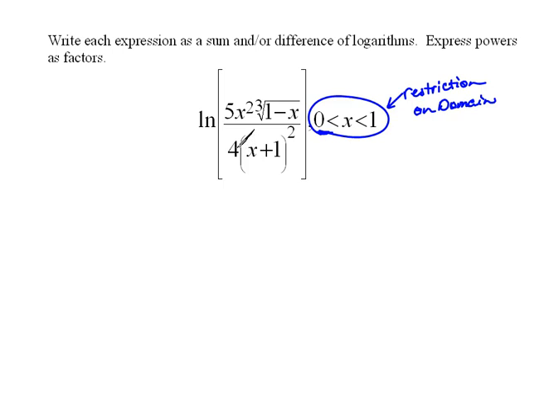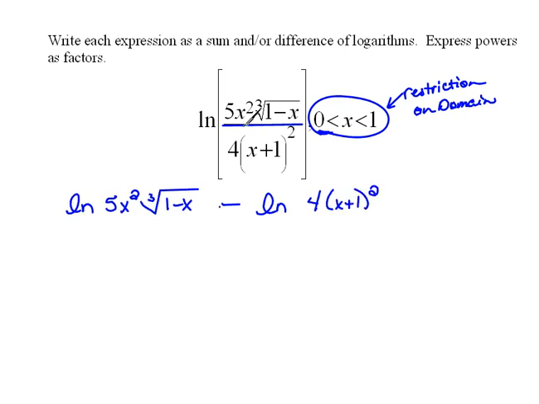When I look at this, the first thing that I see is that this is a big old division problem. We have a log of two things that are divided. Well, we can pull those apart and separate them out using subtraction. So I'm going to rewrite this as the natural log of 5x squared cube root of 1 minus x, minus the natural log of 4 times x plus 1 squared. So I literally took the top and took the log of that minus the log of the bottom.